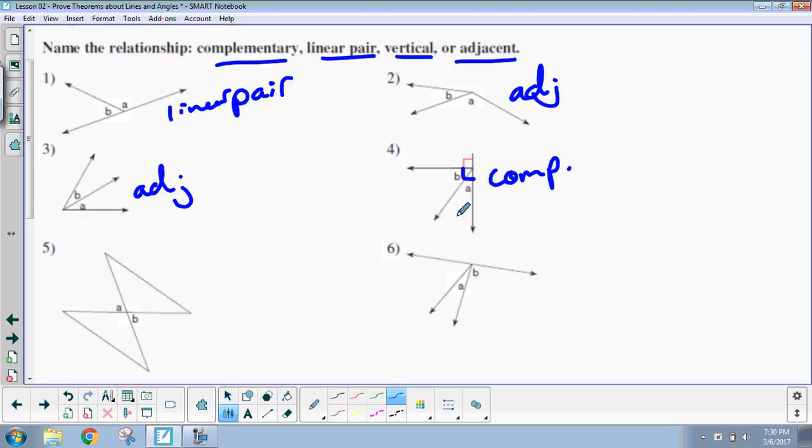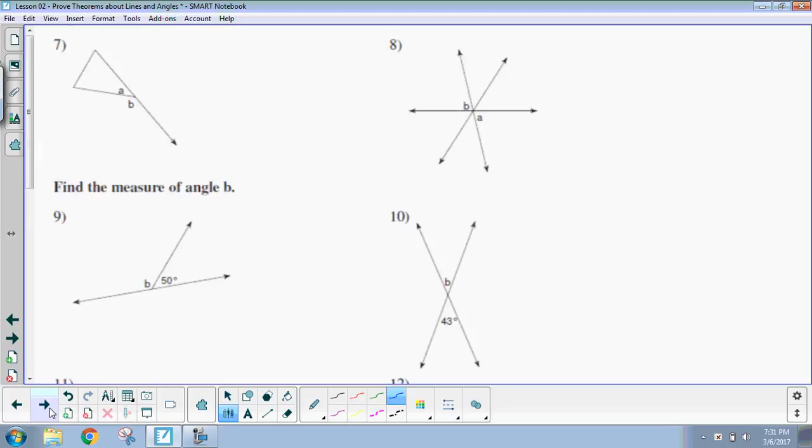A and B, opposite of each other, which means they're vertical. A and B, let's see here. No evidence saying they're complementary or they're not a linear pair. They're not vertical to each other, but they are next to each other, so I'm going to argue adjacent. Again, for 7 and 8, same thing. Go ahead and pause the video if you want a shot to give it.